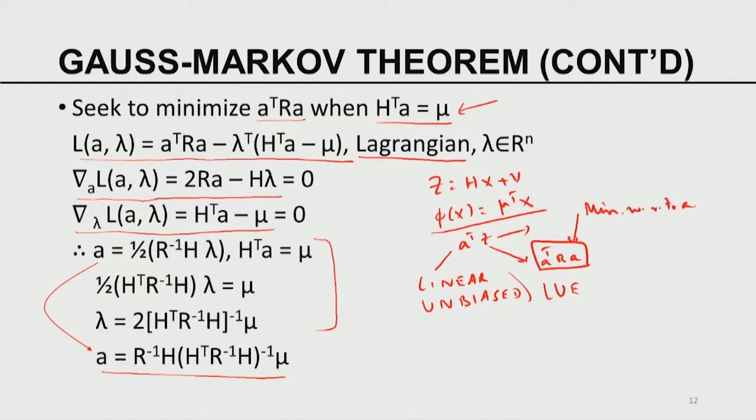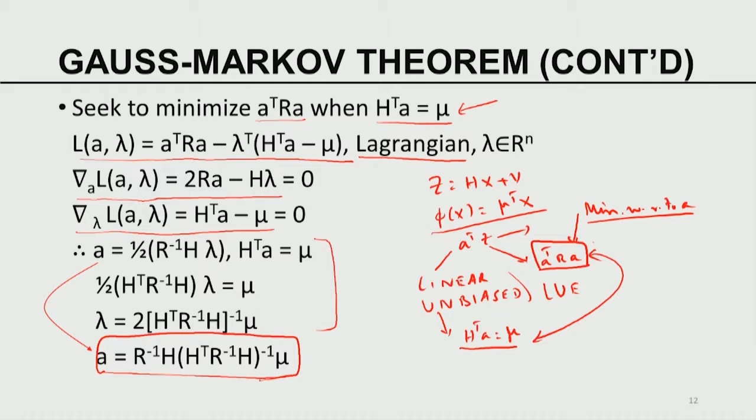But the unbiasedness requires A and mu to be related. H transpose A must be equal to mu. Therefore, this is the constraint, and this is the function to be minimized. So I combine the two. I minimize this with this as a constraint using the Lagrangian multiplier technique. With a little bit of algebra and simplification, I have now found a formula for the optimal A.